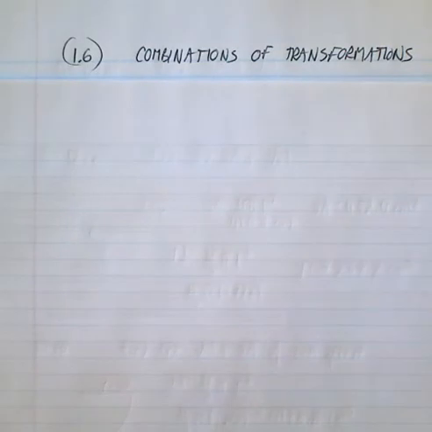We are looking at the last section of the first chapter here, combinations of transformations. My understanding is the last video I made a mistake, so I'm going to make another one. Hopefully I won't make another mistake, but I'm making another video. Might even be better than the last one, who knows.